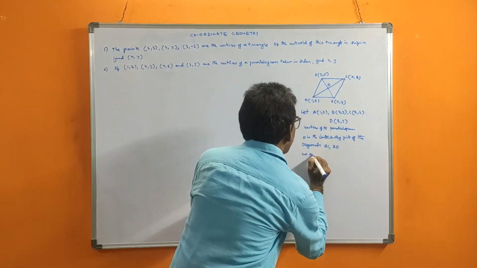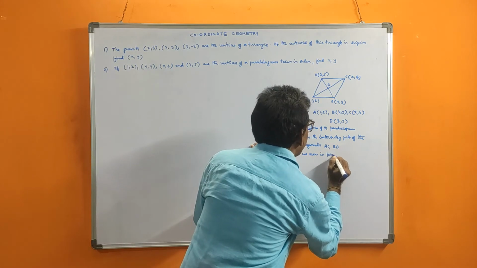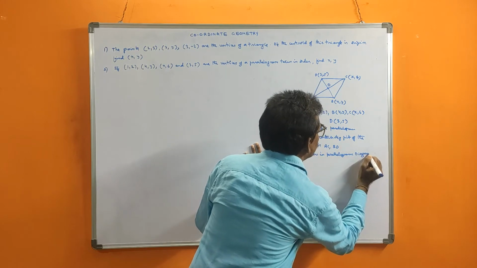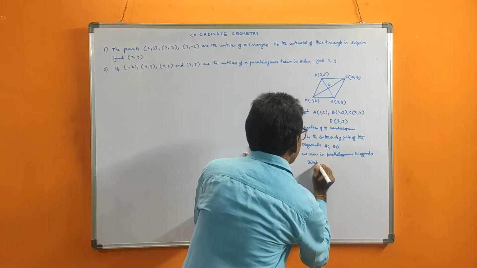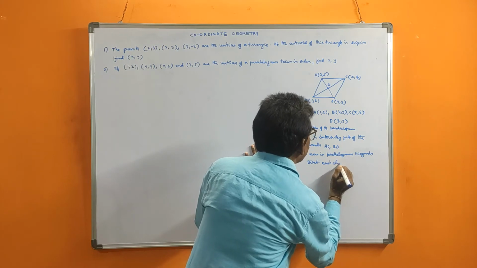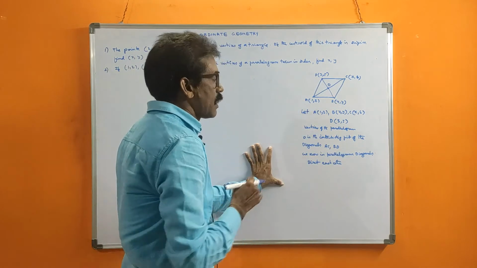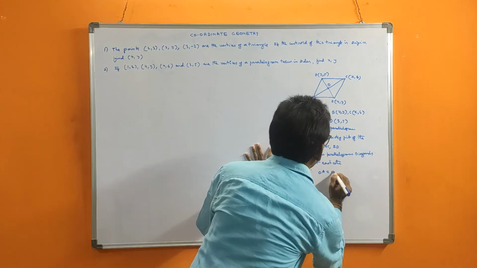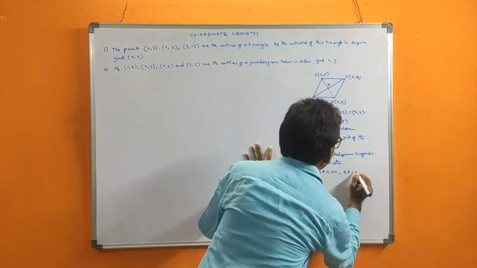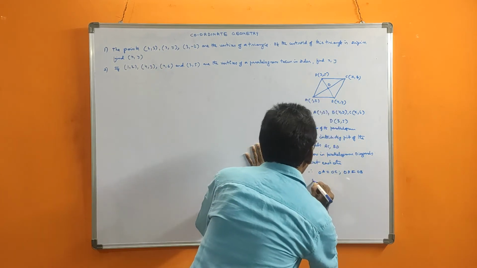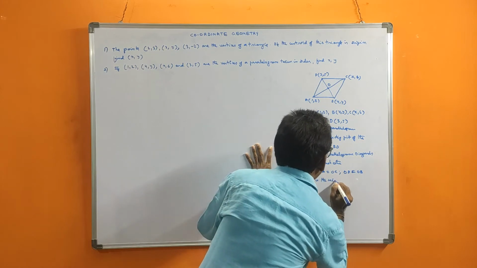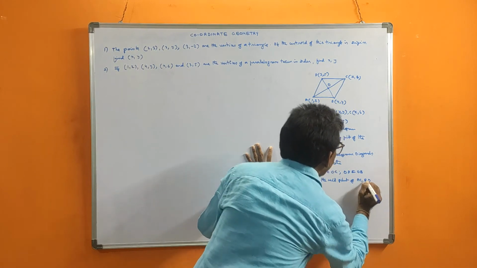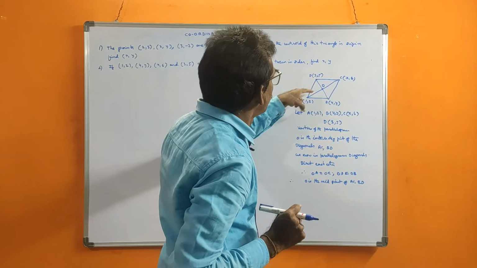We know in a parallelogram the diagonals bisect each other. On this condition only. That means OA is equal to OC, OD is equal to OB. Therefore, O is the midpoint of AC and BD.